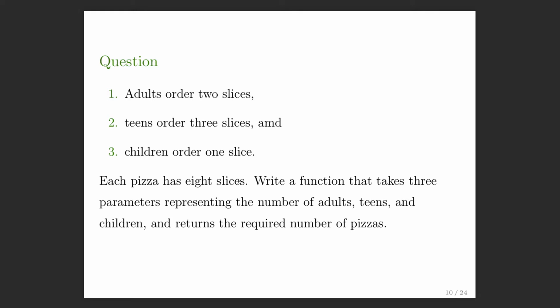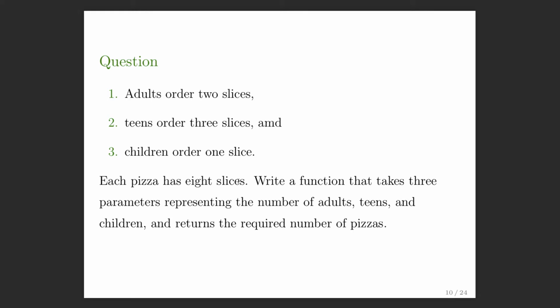So very similar to the first question with a twist. You're going to get the number of adults, number of teens, number of children. The adults eat 2 slices of pizza, teens eat 3 slices, and children eat 1 slice. If a pizza has 8 slices, I want a function which takes the number of adults, teens, and children and returns the required number of pizzas.